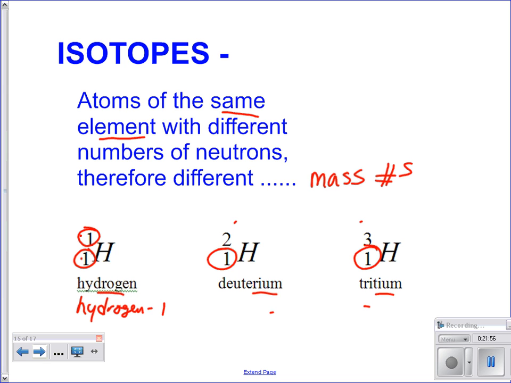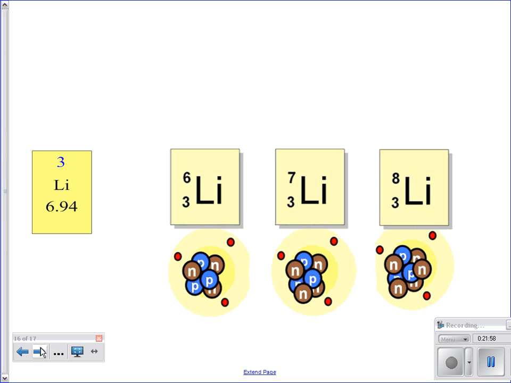Here's another isotope example for you. If we've got lithium, well, I know lithium has an atomic number of 3. It has 3 protons. So all of these have 3 protons in the examples, but they have different numbers of neutrons, therefore their masses are different. You've got 6, 7, and 8 for the masses.